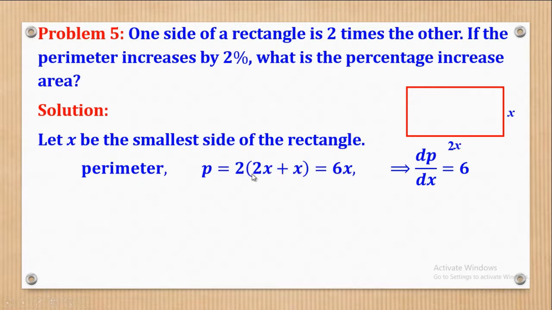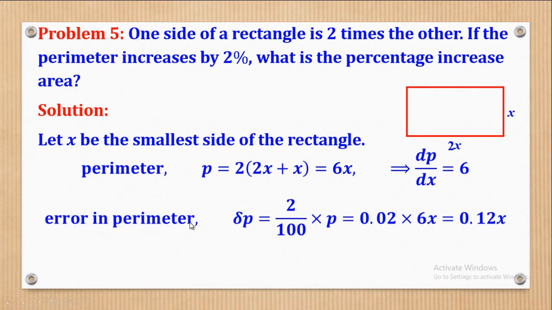Now that I've got perimeter in terms of one variable x, I can now differentiate. So when I differentiate, I'll get dP/dx being equal to 6. Therefore, the change in the perimeter will be given by, remember we are given the percentage increase in perimeter, so the change will be that percentage of 2/100 multiplied by the total perimeter, which is P. And P is 6x, therefore I substitute for P to get 0.02 times 6x to give you 0.12x. So this is now the change in the perimeter.